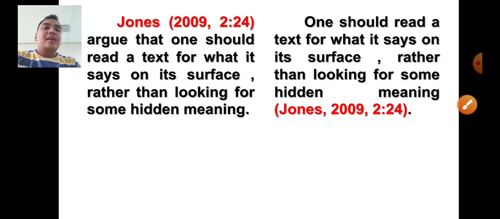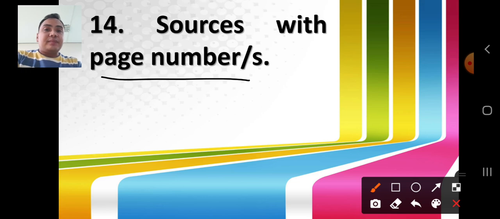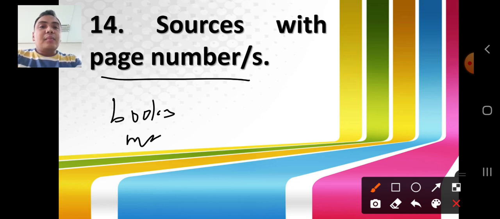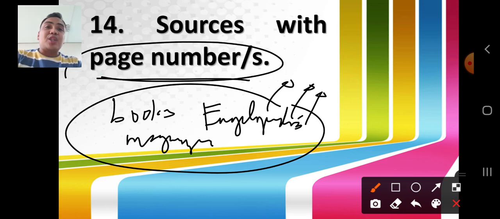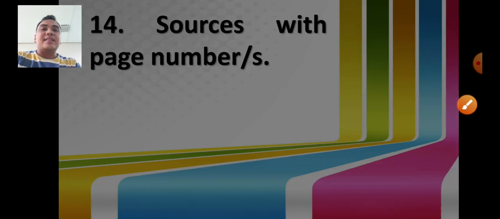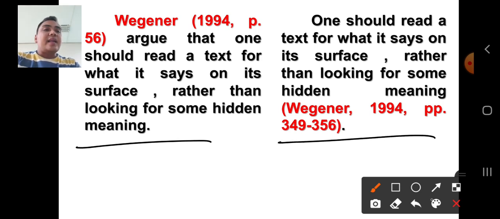Okay? But what if it so happened that the sources you have consist of page numbers? For instance, the sources are derived from books, magazines, as well as encyclopedias. Note that in this example, we assume they are in a printed version. So you have printed books, magazines, and encyclopedias. Note that in their printed version, we can find the page number. So how will we do that? It goes like this. Take a look at the example, like what we did before, for narrative and parenthetical.